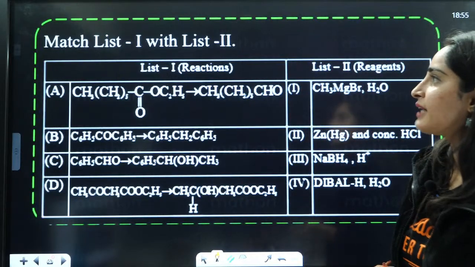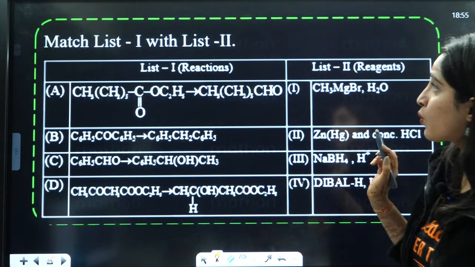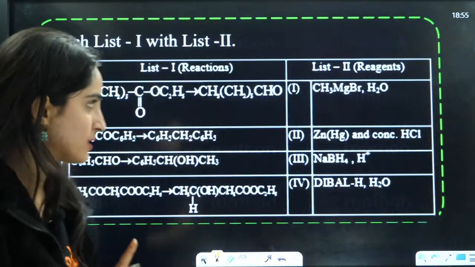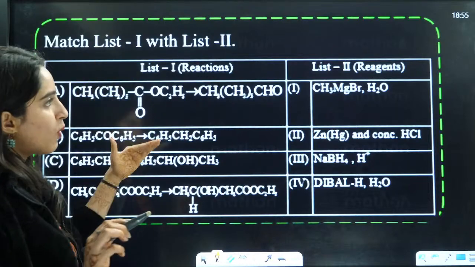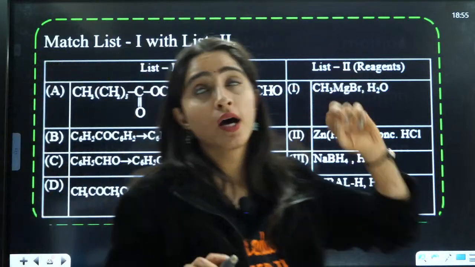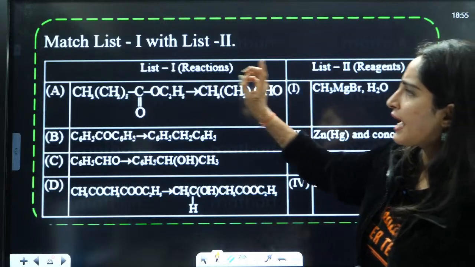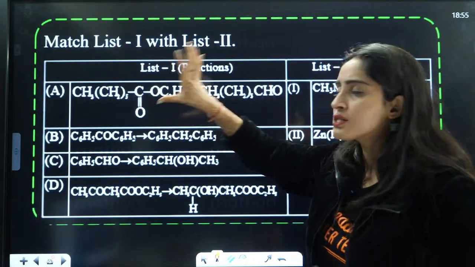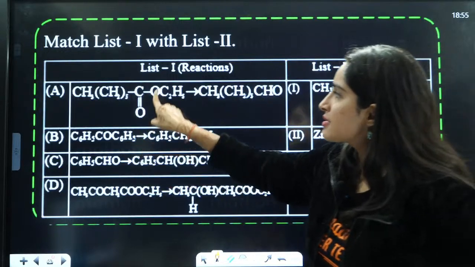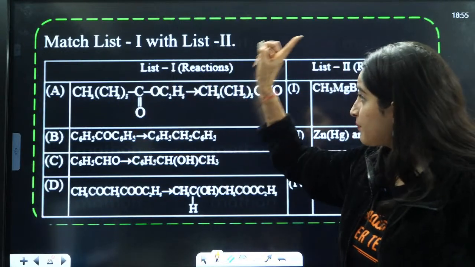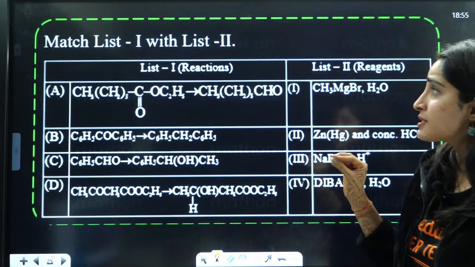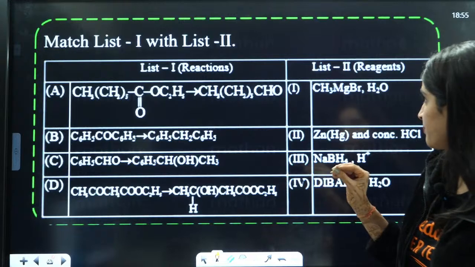Yes. Now, match list number 1 with list number 2. You have to match these two lists. If you talk about list number 1 and this is list number 2, the first is CH3, CH2, some normal chain. Then just remember one thing: this is the ester group that you can see. It is converted to aldehyde with the same number of carbon atoms.